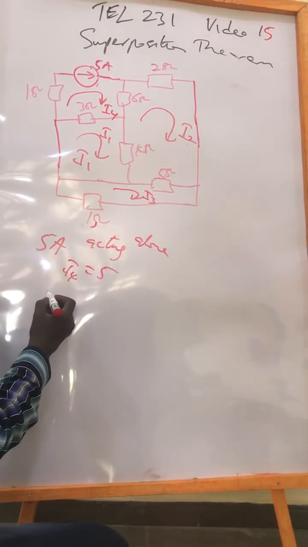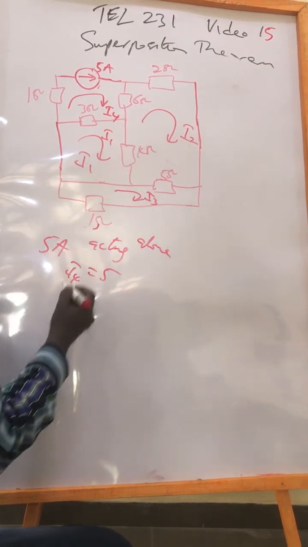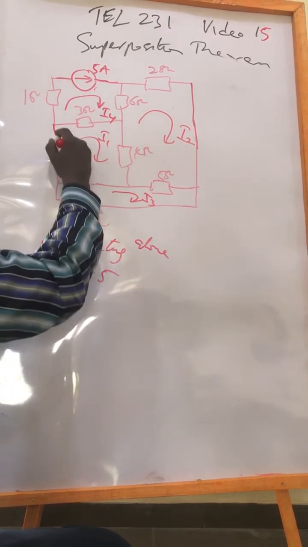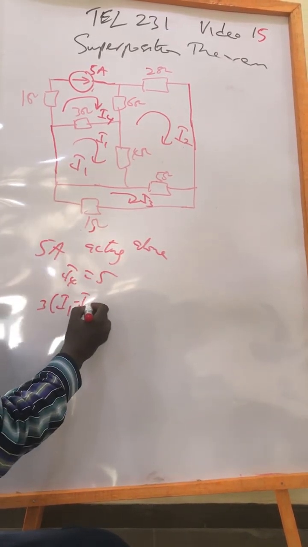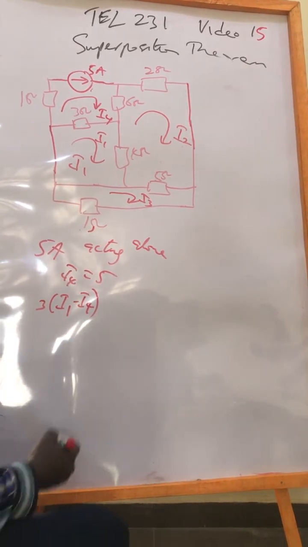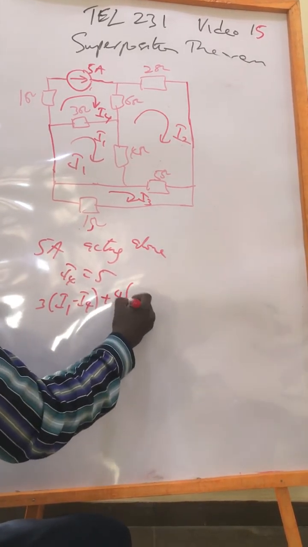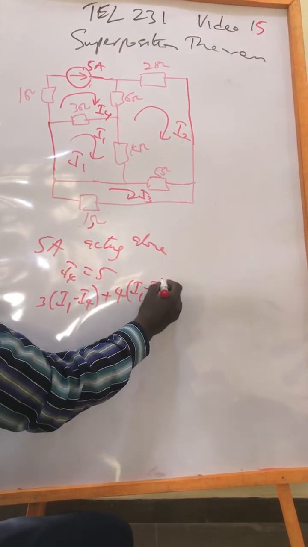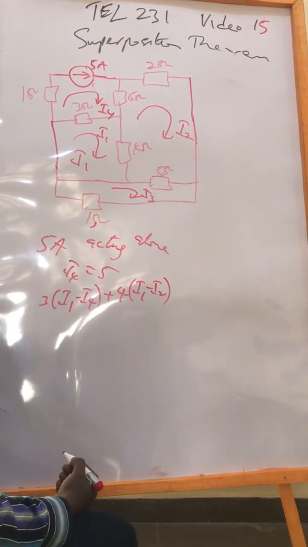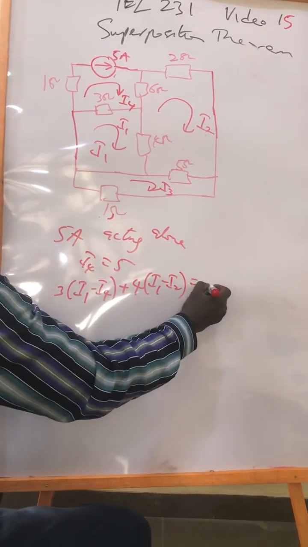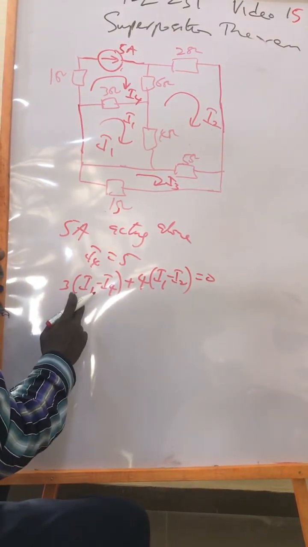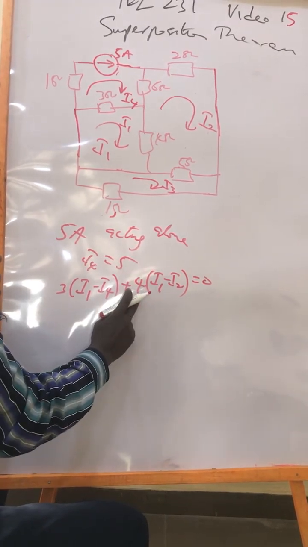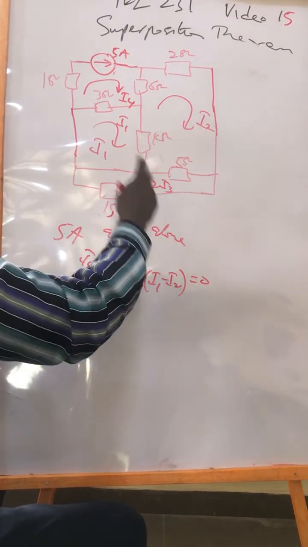Now let's take this mesh. We know 2 resistors are here, a 3 ohm resistor with I1 going like this and I4 going the opposite way. This will be 3 times I1 minus I4, plus 4 ohm, where I1 is going down and I2 is going up, so I1 minus I2, equal to 0 since there is no EMF there. Let me check again. I1 like this, I4 opposite: I1 minus I4. 4 ohm: I1 is going down, I2 is going up.